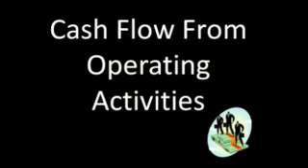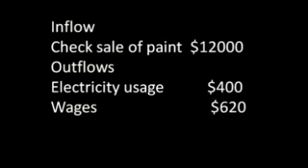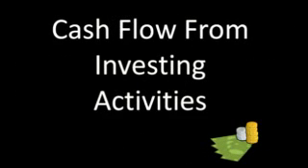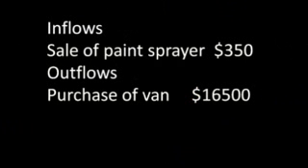Now we have a few transactions. So let's see if we can put these together. First, the cash flow from operating activities. There has been an inflow of $12,000 from paint sales, which yielded cash, and an outflow of $400 for electricity, together with an outflow of $620 for wages. Now the cash flow from investing activities. There has been an inflow of $350 from the sale of a paint sprayer and an outflow of $16,500 from the purchase of the delivery van.